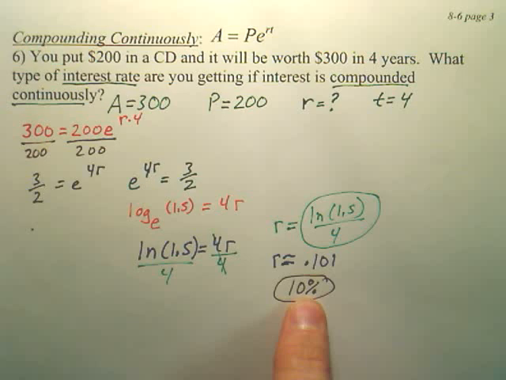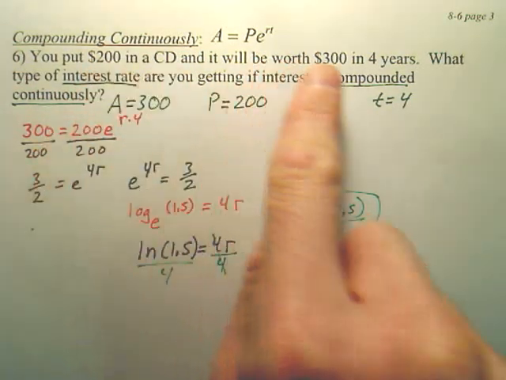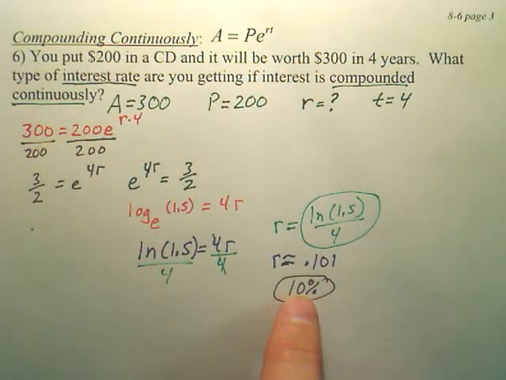This person's getting 10%, which is really darn good on a CD. 10% on a CD is like fabulous. It's impossible, basically. You're not ever going to get that. 10% is way too high, but to get from this to this in that amount of time, that's your rate that you are getting every year, 10% a year to get to that final result.